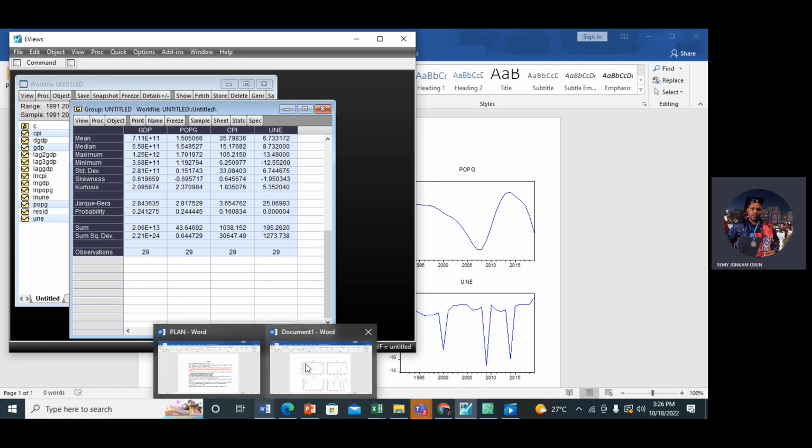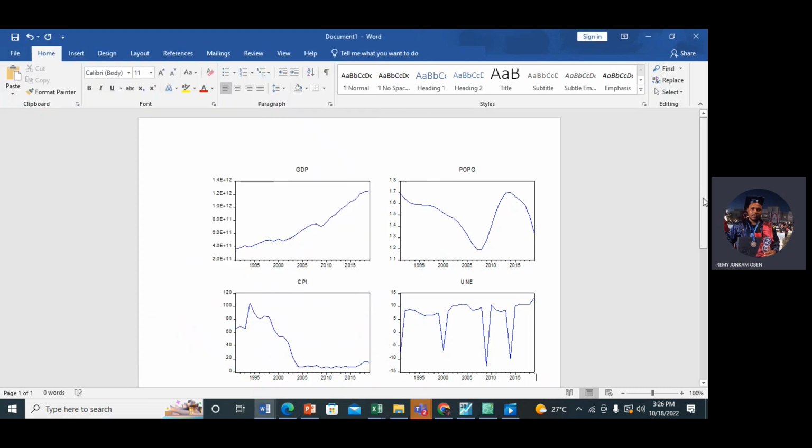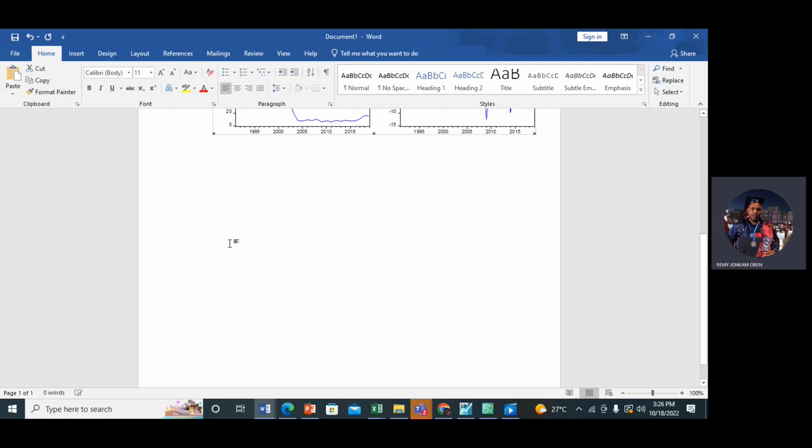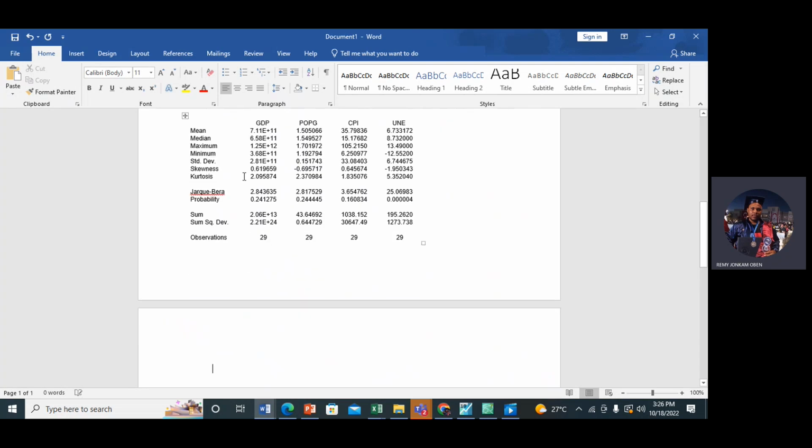Go to Microsoft Word and paste. So you can paste it down here. So you can paste here and you can explain. And you also have to demonstrate, explain to me the Jarque-Bera test, how you have decided whether it is normally distributed or not.